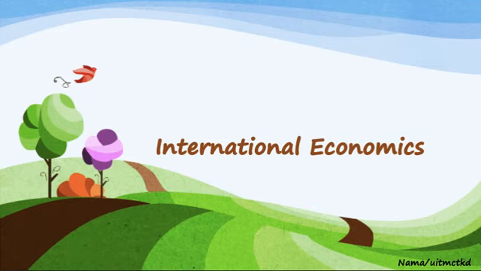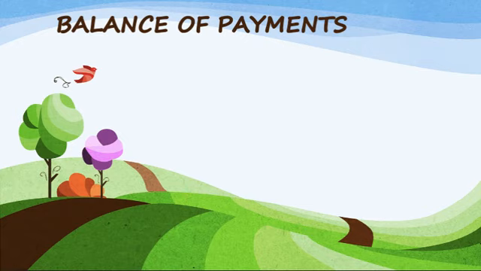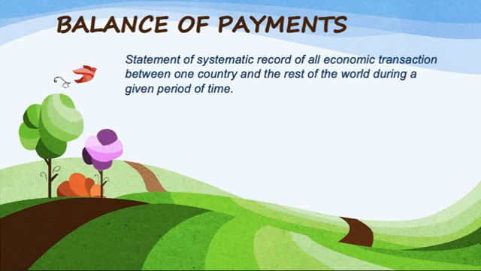Before this I had explained about advantages and disadvantages of international economics, the theory of absolute and comparative advantage, and for this video I will explain on the balance of payment. Balance of payment refers to a statement of systematic records of all economic transactions between one country and the rest of the world during a given period of time.